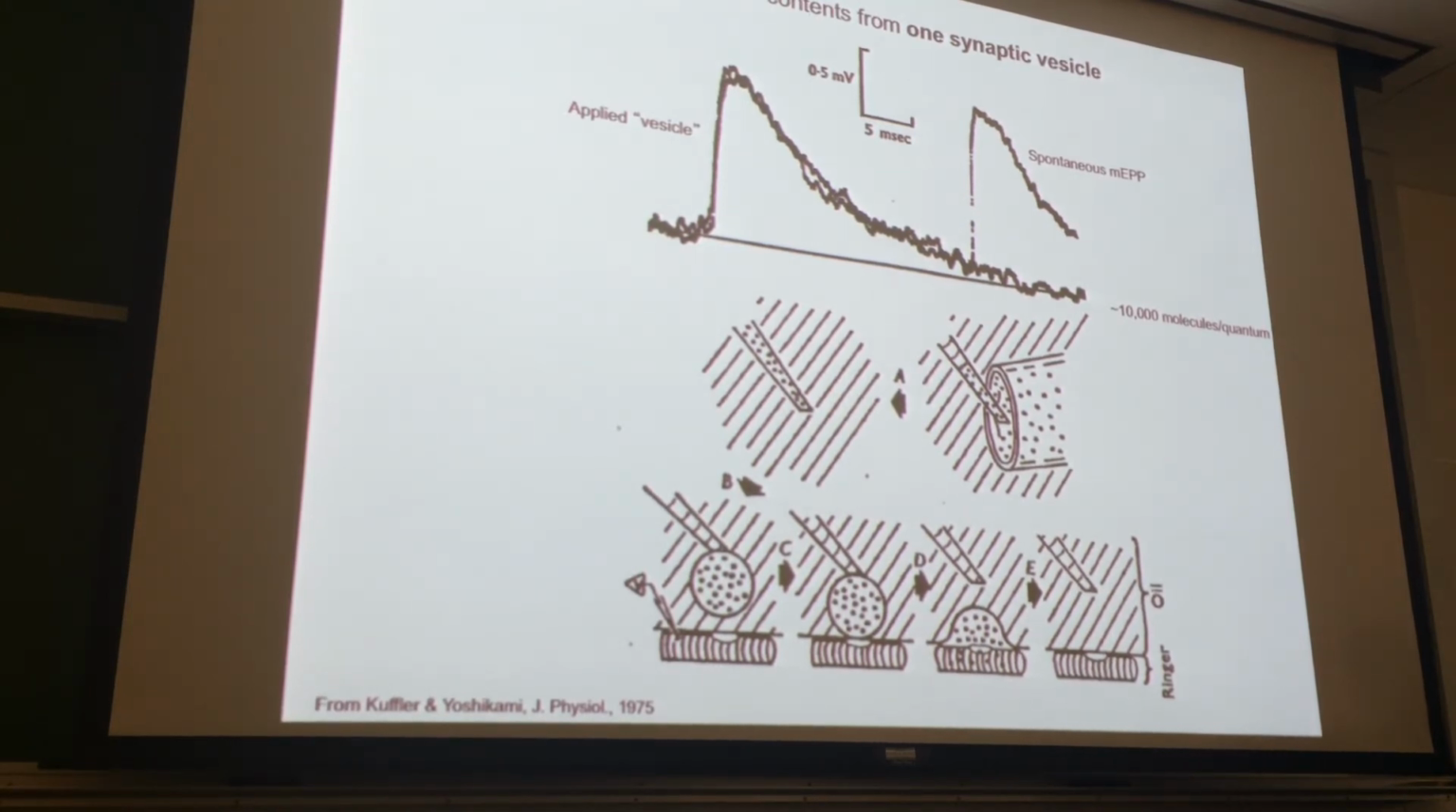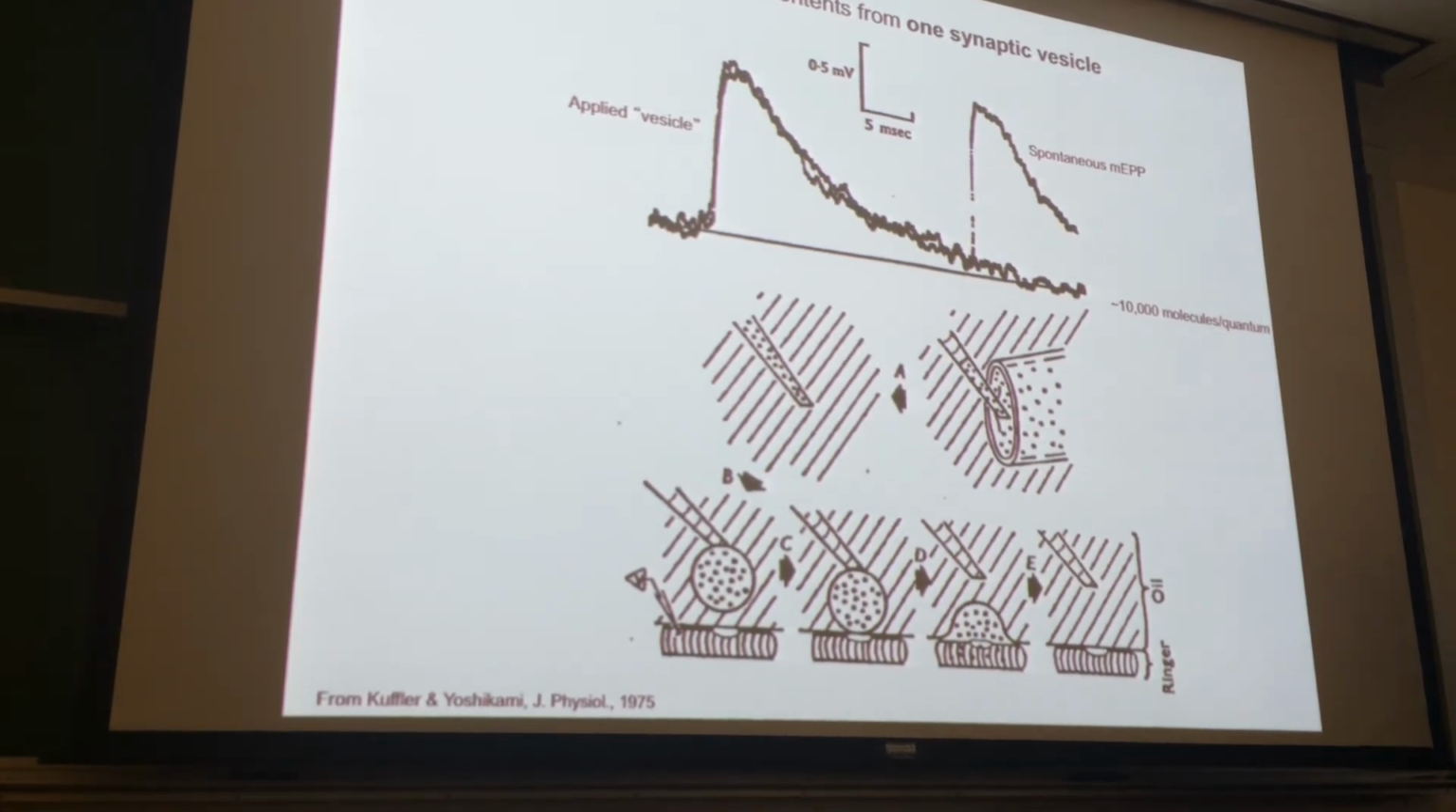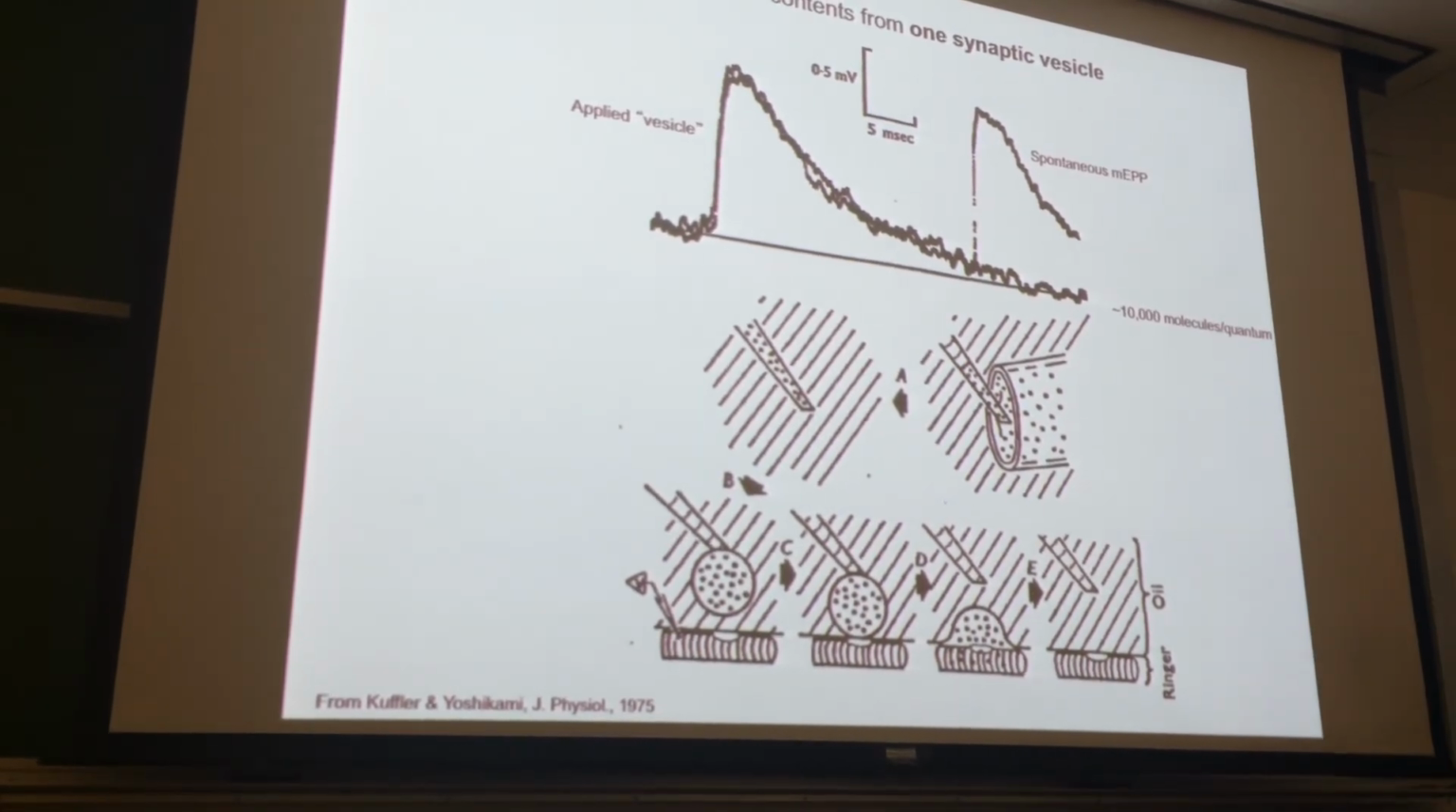In the beginning, they took off the nerve, but later they got so good at it, they could leave the nerve on there. And why did they do that? They could compare what they would get with their artificial vesicle to a spontaneous vesicle. And that's exactly what's shown here.